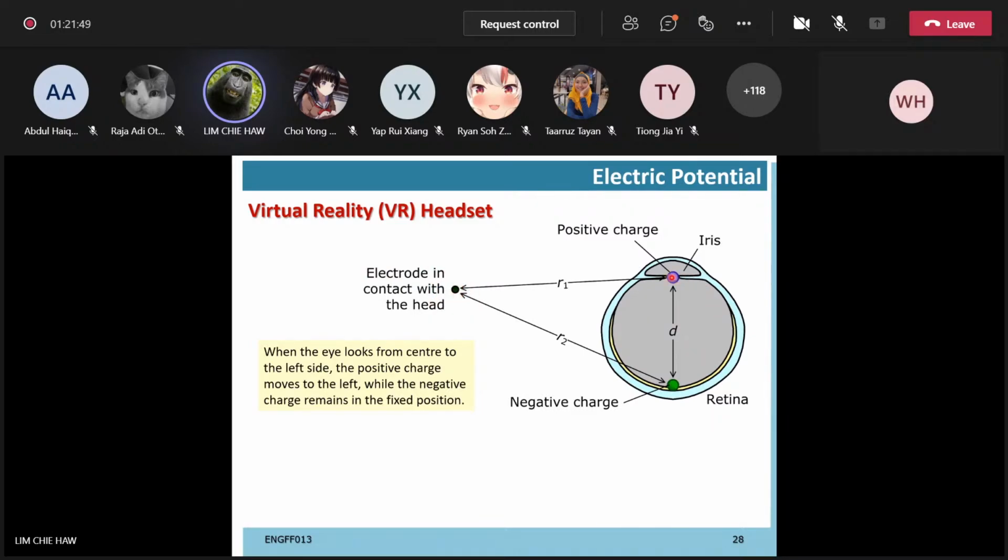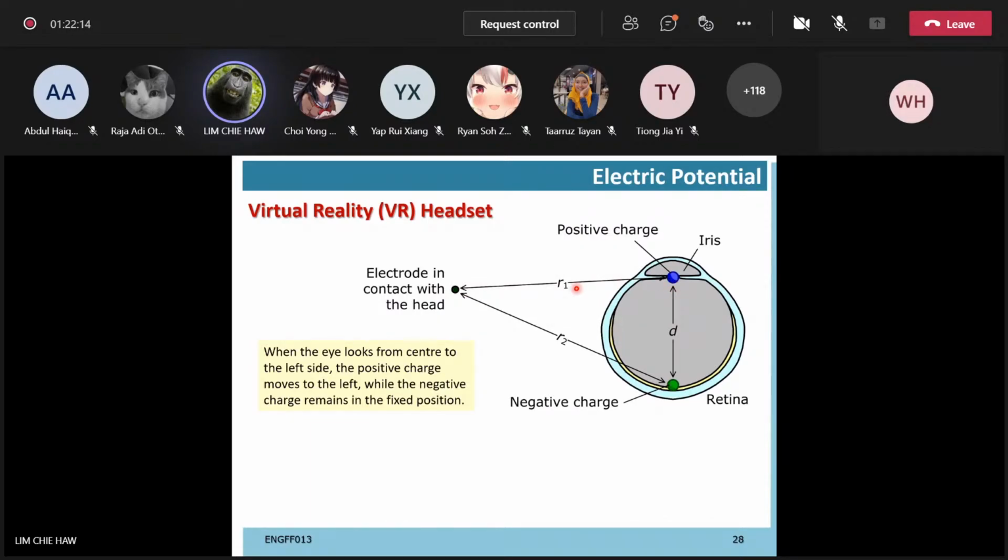So what if the iris is moving to the left? Like what I show here, the iris is moving to the left, you try to look at the left side. This positive charge will move to the left. So the idea is that the electrode can sense the movement of the iris because it knows that the potential will change, isn't it?